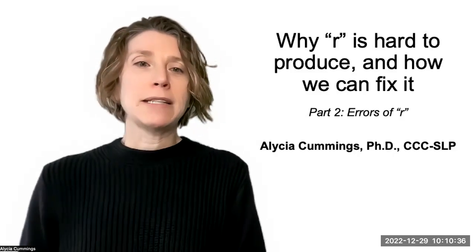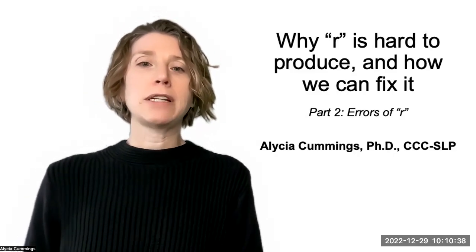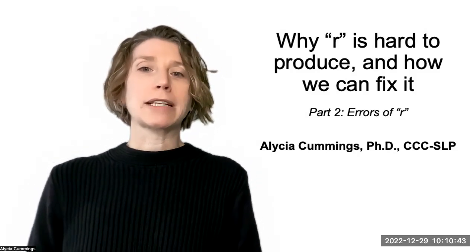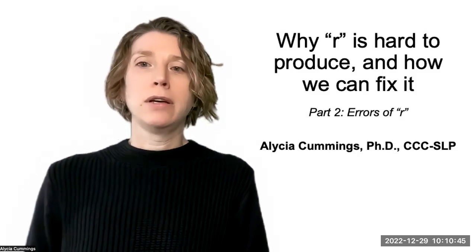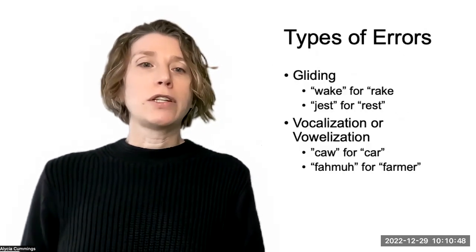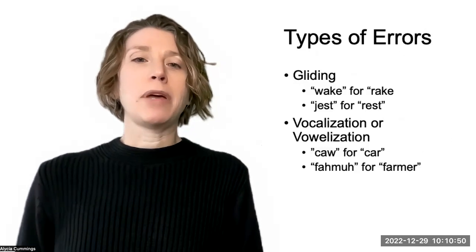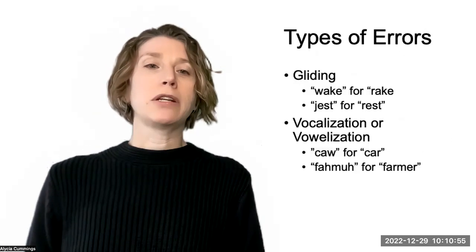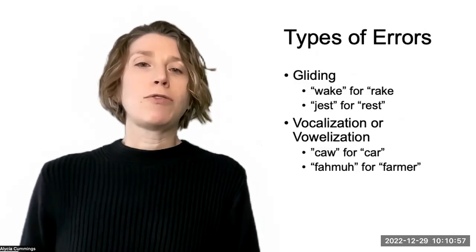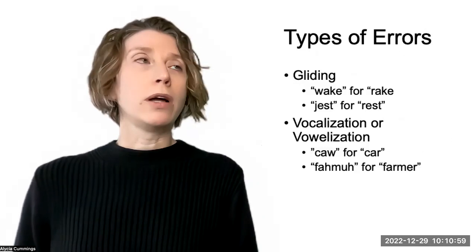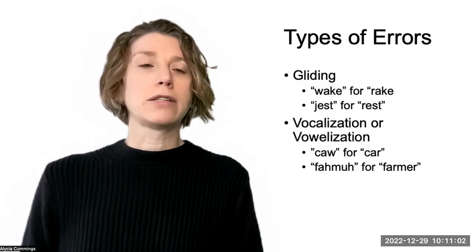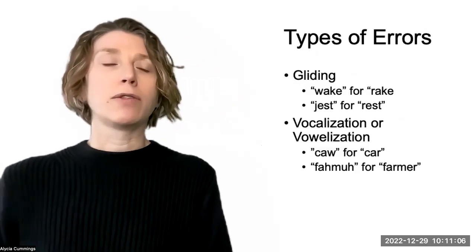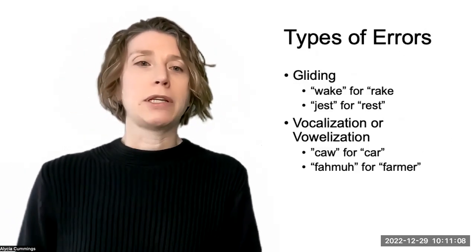I'm Dr. Alicia Cummings, and in this video, we're going to talk about the different types of errors children often make with the R sound and some possible explanations for these errors. So there are two types of errors children commonly make when attempting to produce the R. When the R is in prevocalic position, often at the beginning of words, they will produce a glide sound such as a w or a y instead of the R. So they'll say wake instead of rake or yest instead of rest, though the w is the more common substitution.